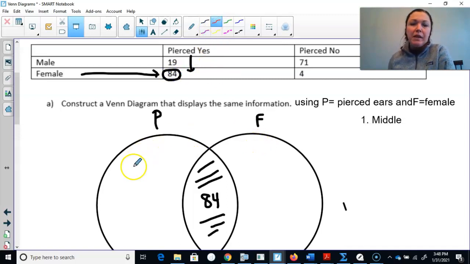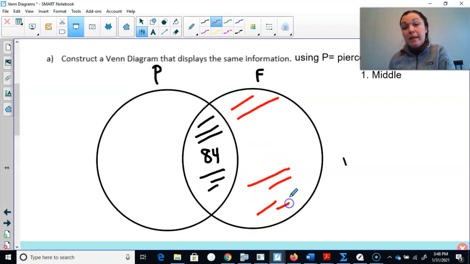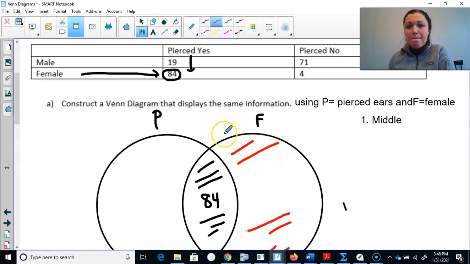Next, we can fill out these sides. These people right here are saying that they are females, but they don't have a piercing, because in black is where they did have a piercing. In red is where they don't have a piercing, but they are still identifying as a female. So that is identifying as a female with no piercing. That's right here at 4. So I'm going to put 4 right here.